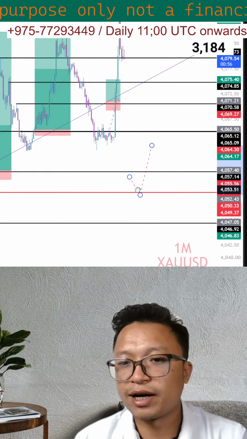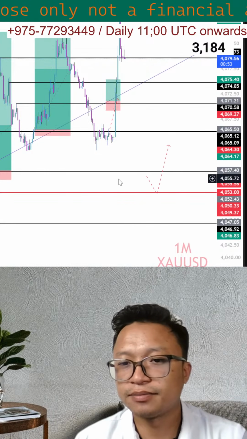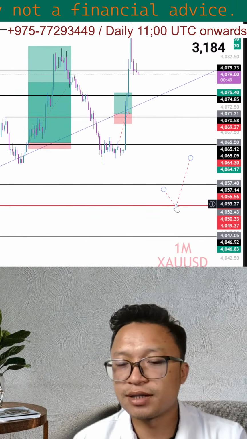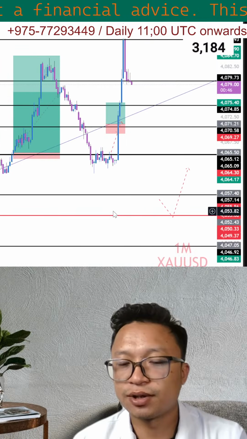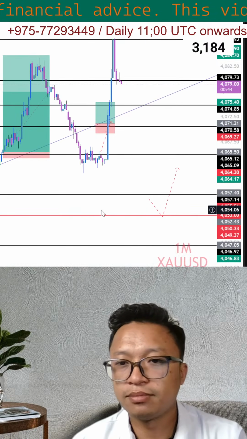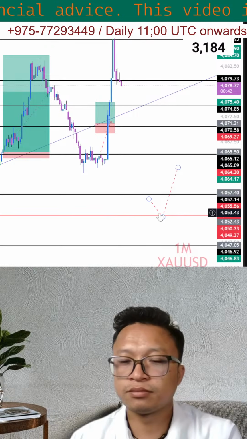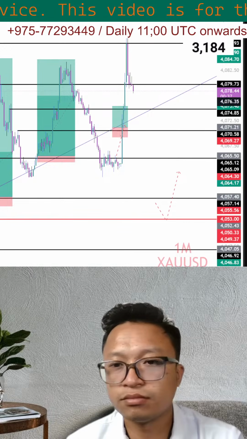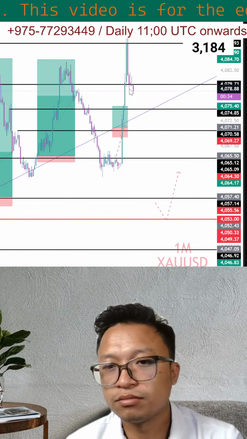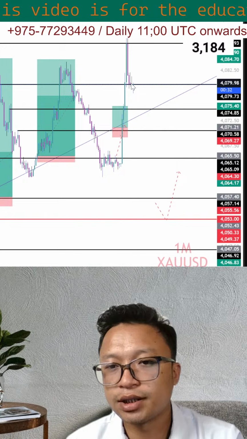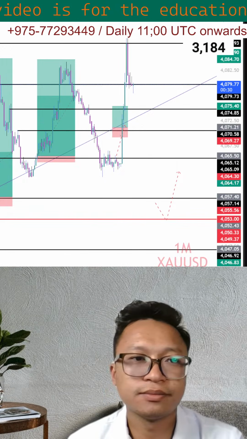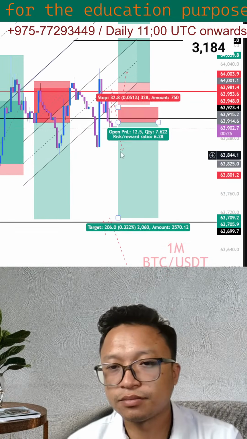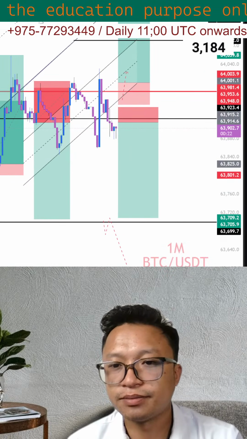So gold has one pending order over here. Gold has a pending order in these levels, right? Gold might like to aim for that one. Liquidations taken. Wait. BTC, wait, guys. BTC, we need to wait.